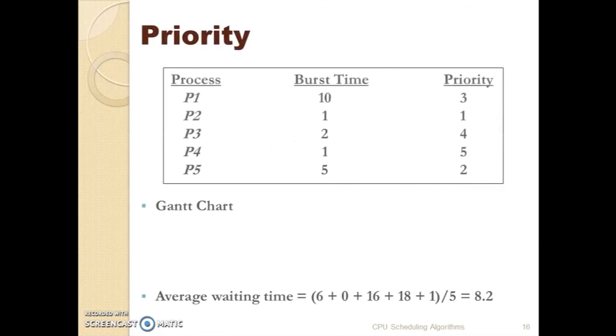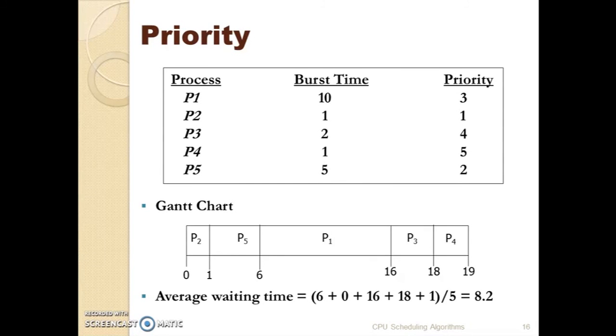Next is the priority. Now in this algorithm, we execute the processes in order of the priority. We assume priority to be in ascending order. So the process with the lower priority number will be executed first in comparison with the process with higher priority number. Now in this example, if we see P2 has the highest priority, P2 is number 1, so P2 will be executed first. Its burst time is 1 second, so P2 got executed for 1 second.